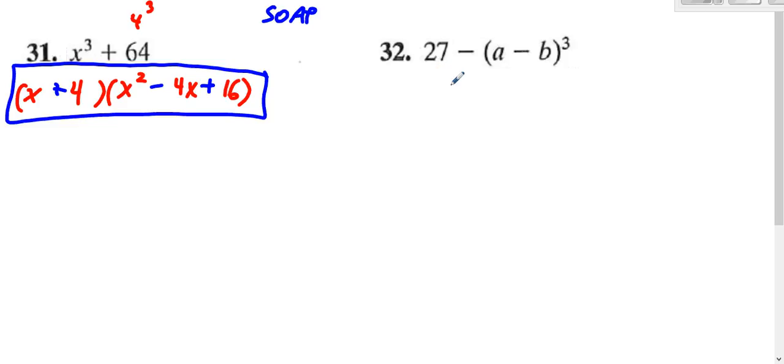Twenty-seven is a perfect cube. That's 3 cubed. And then a minus b to the third, that's obviously a cube. So this is a difference of cubes. So you've got your smaller parenthesis and your bigger parenthesis. So inside we get a 3 first, and then that a minus b.